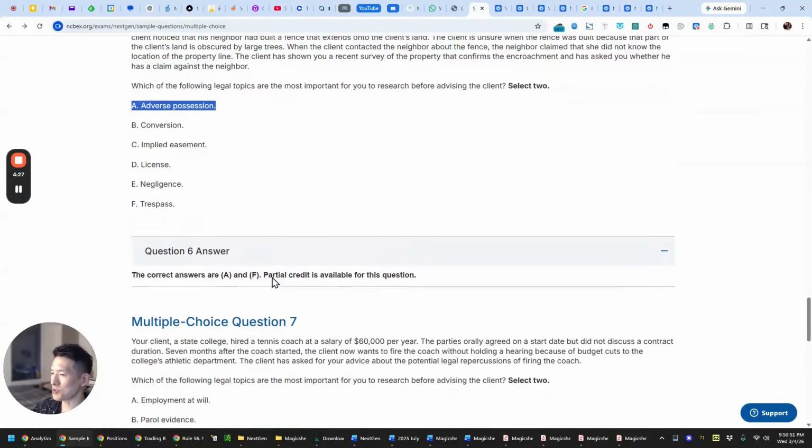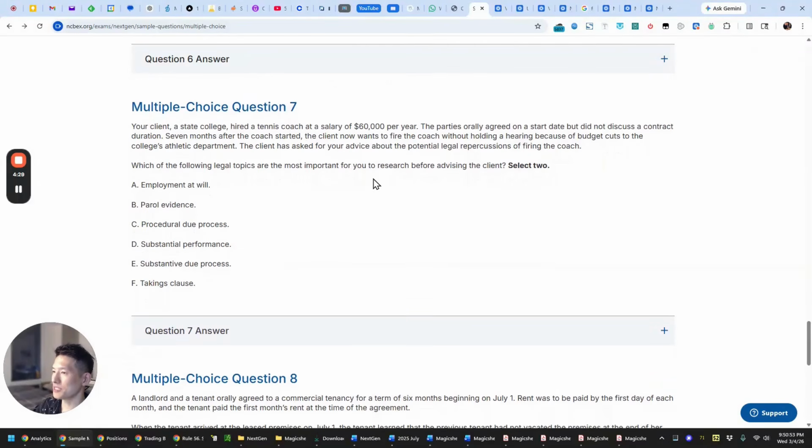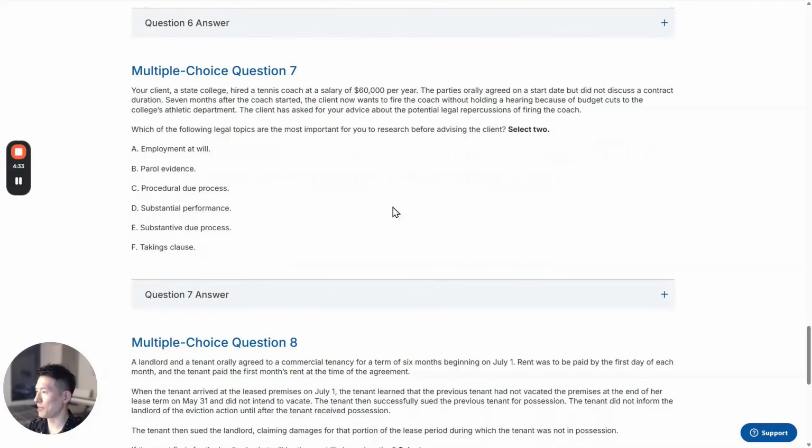Let's now move on to question number 7. So what is this question about? Since the answers are short, we can just take a quick look. Employment at will, parole evidence. So it's kind of a mix of topics. Takings is con law, property. There's con law, contracts. I'm not sure what this is actually.